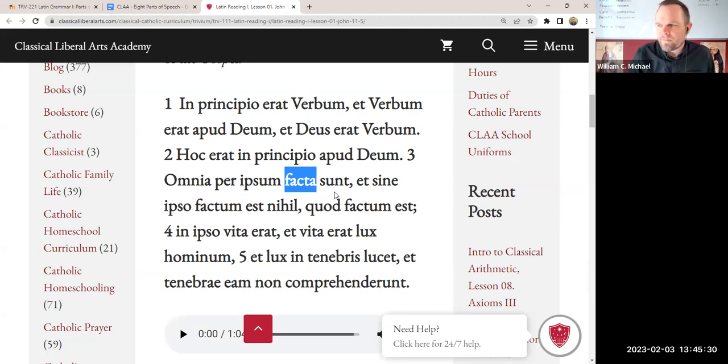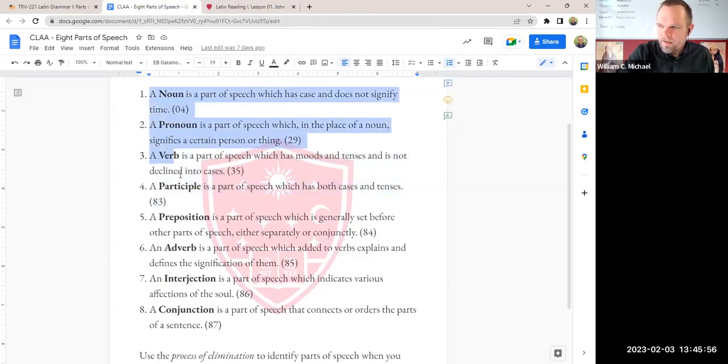Let's look at facta. Okay, facta, it means made. Good. Facta means made, and if you look up facta in the Latin dictionary, will you find facta in the dictionary? Yes or no? The answer is no. You will not find facta in the dictionary because it has different forms. So we know it's got to be one of the first four parts of speech. What does facta mean? Good, made.